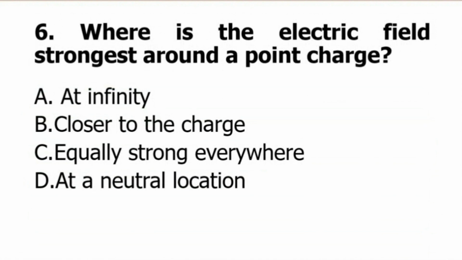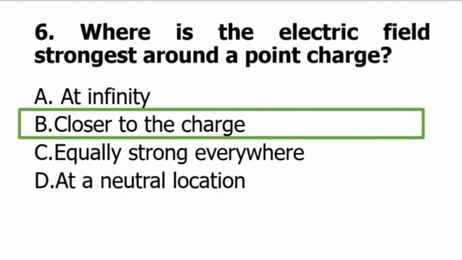How about number 6? Where is the electric field strongest around a point charge? A, B, C, or D? The correct answer is letter B, closer to the charge. This is because the electric field strength is inversely proportional to the square of the distance from the charge. I want you to review the formula for the electric field so you are already familiar with direct or inverse relationships, right? So that's it.